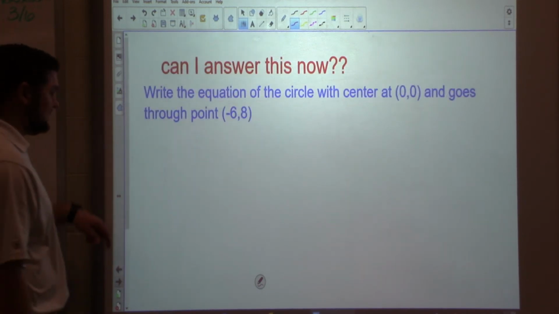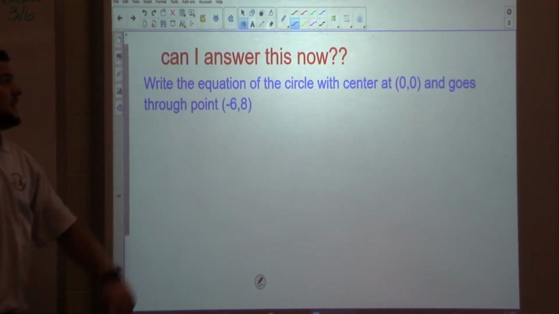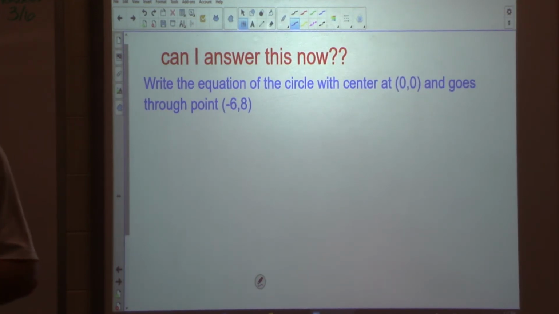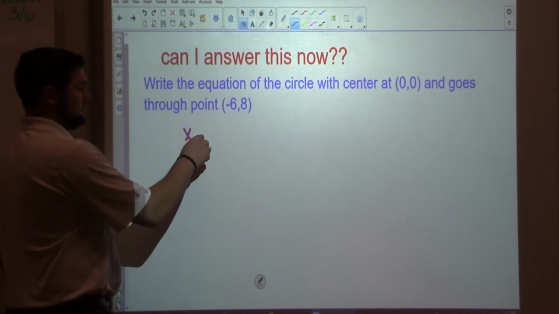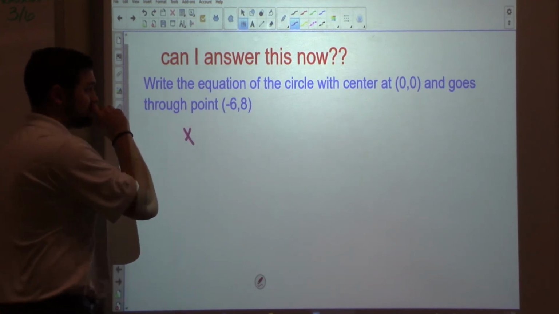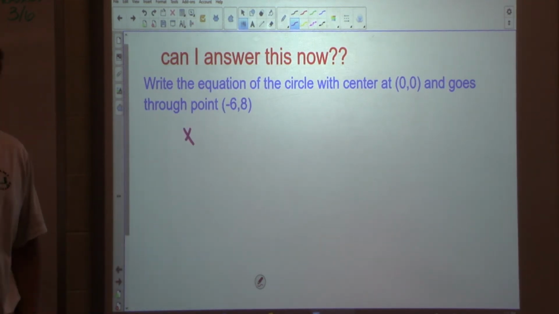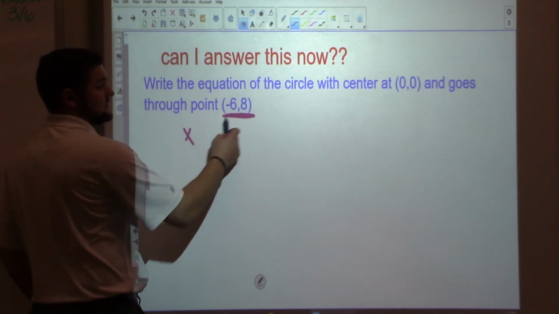Alright. Then, can we answer this now? Write the equation of a circle centered at 0, 0 that goes through the point negative 6, 8. Can I answer that now? Can I write that equation? Abby, can I write that equation now? Yeah. How do I do it? You find the distance, like the radius. Perfect, we're going to find the radius, right? And we're going to use that point we were given that's on the circle.